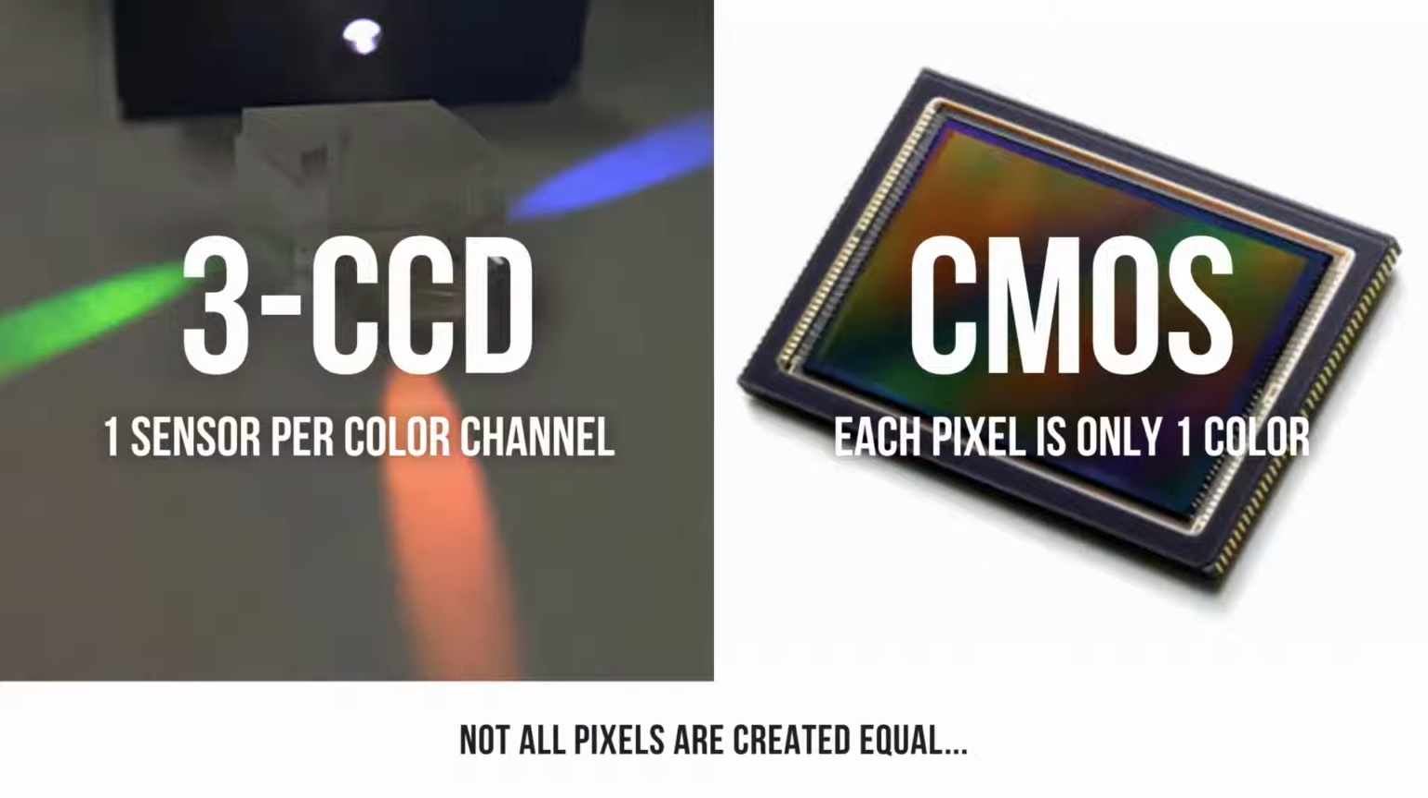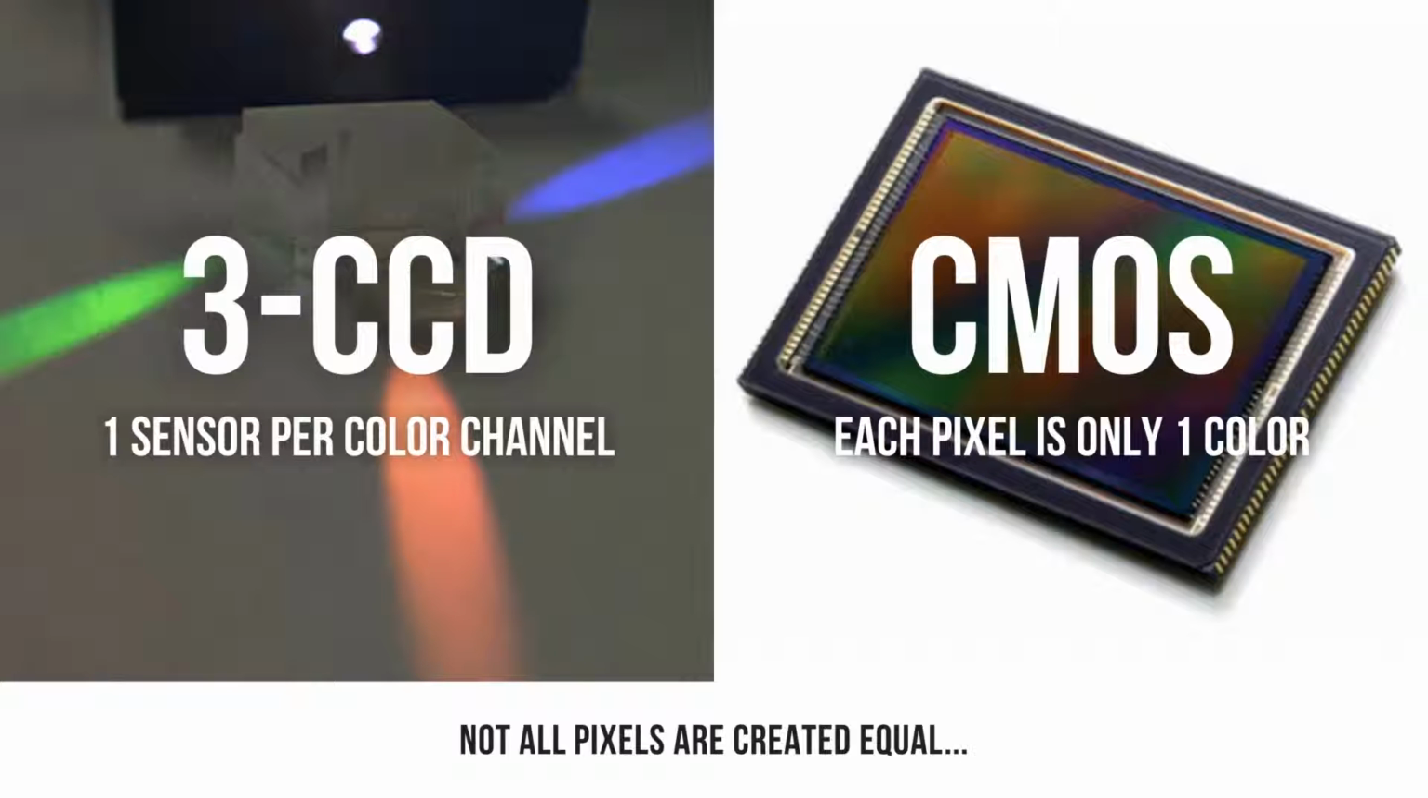So at the beginning, we had 3CCD. A 3CCD sensor was actually 3 sensors, and you had a light prism that would take in the full spectrum color light and split it into 3 individual light beams, a red, green, and a blue light beam that actually went to individual sensors. So you had one sensor per color channel, and every single pixel in that final image actually had a red, green, and a blue value.